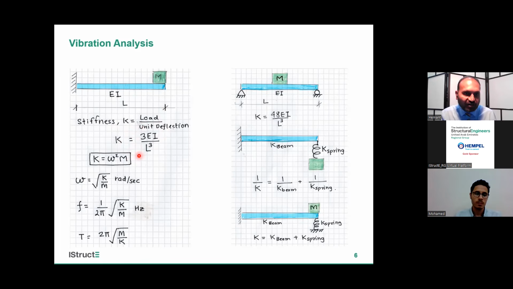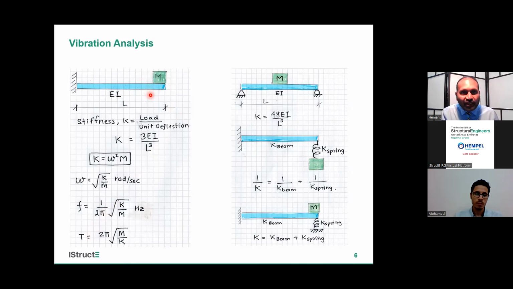The fundamental frequency comes from the fundamental equation of vibration: stiffness equals omega square times inertia, mass. We rearrange, so we get angular frequency, which is under root K over M. And if I want to calculate in Hertz, I have to divide by 2 pi. If the exam asks about time period, then we just do the inverse. 1 over F is time period.